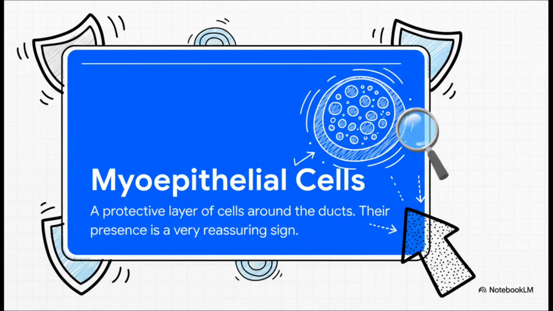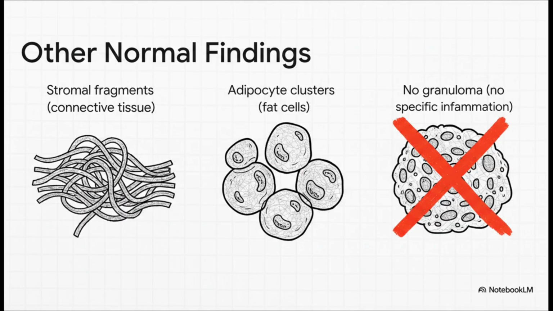And right alongside those, the report mentions myoepithelial cells. You can think of these as the bodyguards for the ductal cells. They create a nice, protective layer around the ducts. When a pathologist sees both of these types of cells hanging out together, it's a huge thumbs up. It tells them the basic structure of the tissue is exactly as it should be. Another check in the good news column. The report also notes a few other things, like stromal fragments, that's just connective tissue, and adipocyte clusters, which are just fat cells. All totally normal stuff.